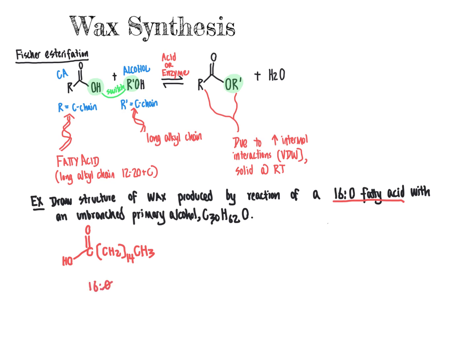Then, for our unbranched primary alcohol, we need to recall some of the terminology there. Unbranched meaning just a straight chain with no branches coming off of it. Primary alcohol refers to a carbon of the alcohol group that has only one other carbon directly bonded to it, meaning that the OH group for this molecule must be at the very end of the chain.